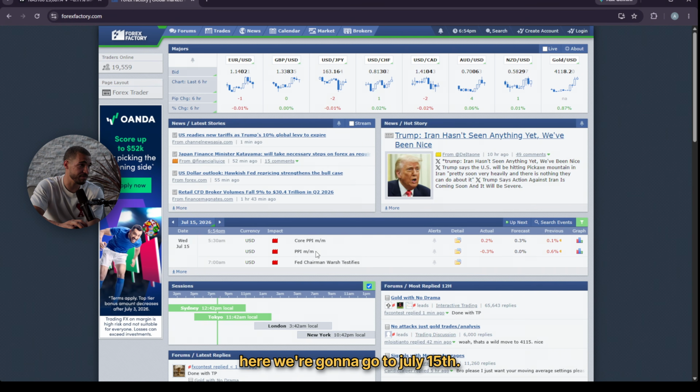But let's get into the next example. Here we're going to go to July 15th, and you guys can see core PPI and PPI month over month both came out less than expected. So once again, we're seeing the economy is suffering. This is going to be a bullish indices remark.